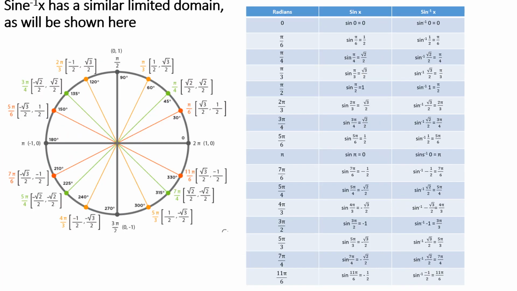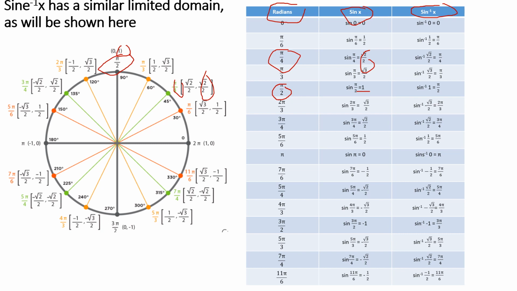Same thing with sine to -1x, or arc sine. I've got all my radians up here, the sine x, and then the arc sine of the sine -1x. And same unit circle here. We're just looking at the y coordinates, such as here pi over 2 has a y coordinate of 1. Pi over 4 has a y coordinate square root of 2 over 2.